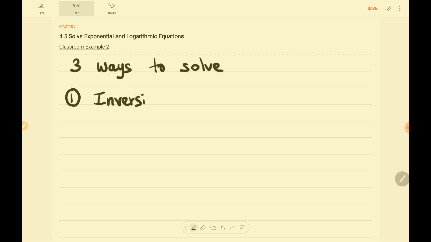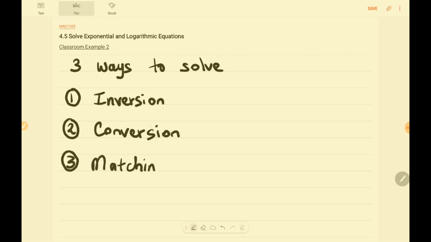So the first thing I want to mention is, as I said before, there are three ways to solve these, and the choice of the method will depend on the form of the question. It can be narrowed down to these three categories: inversion, conversion, and matching. So those are the three main ways that you could approach a problem.